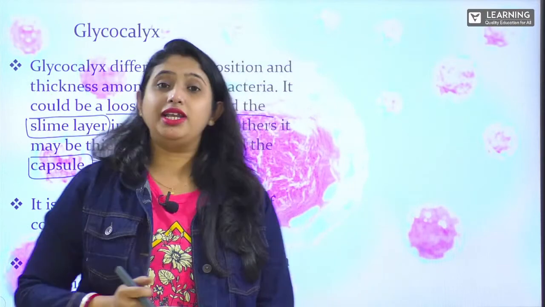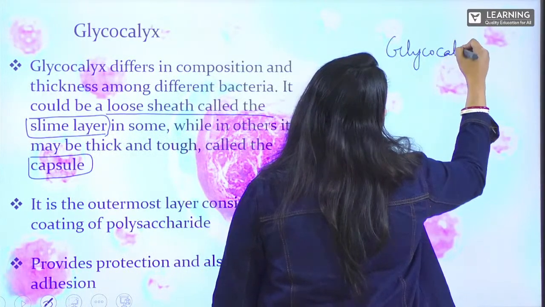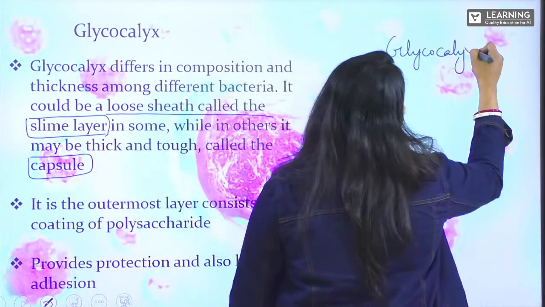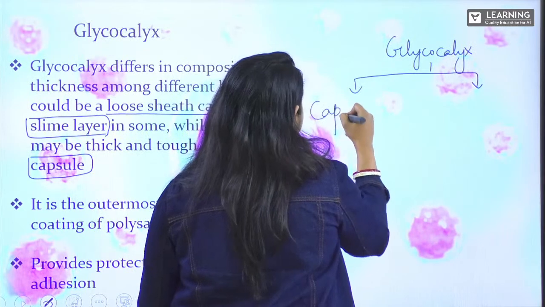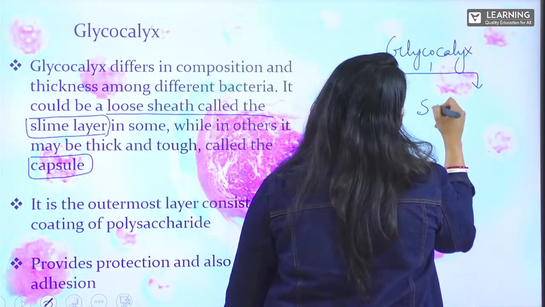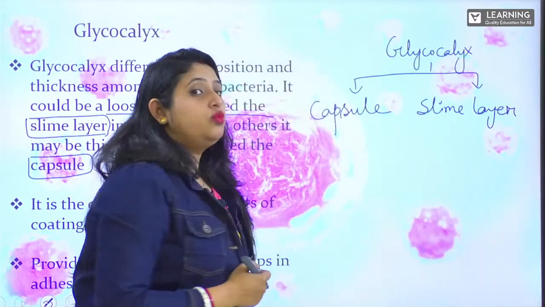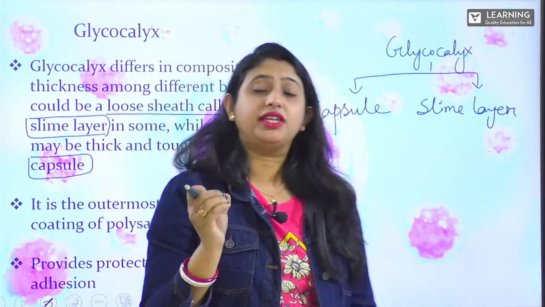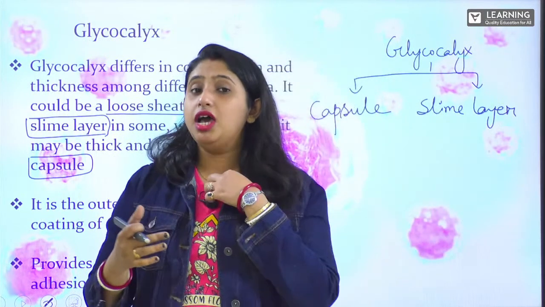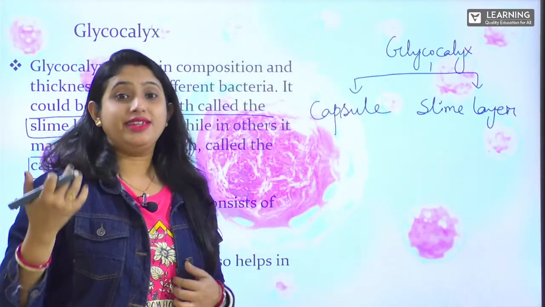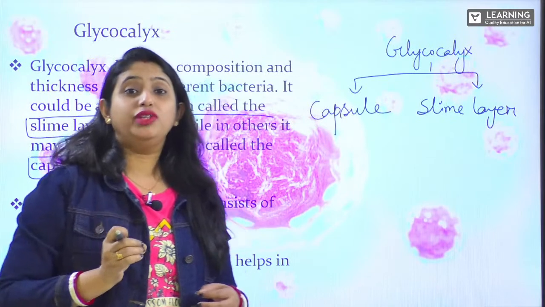So the glycocalyx is divided into two parts: one is the capsule, and another is the slime layer. What the capsule and slime layer do is help the bacteria attach inside the body. For example, when a bacterium is causing harm to your intestine, it needs to reach the intestine and attach to the cells of the intestine.